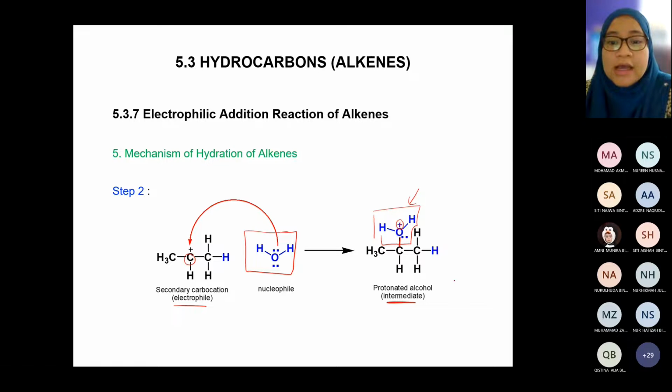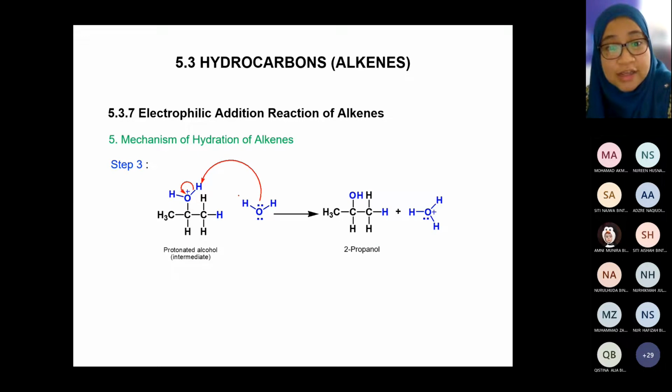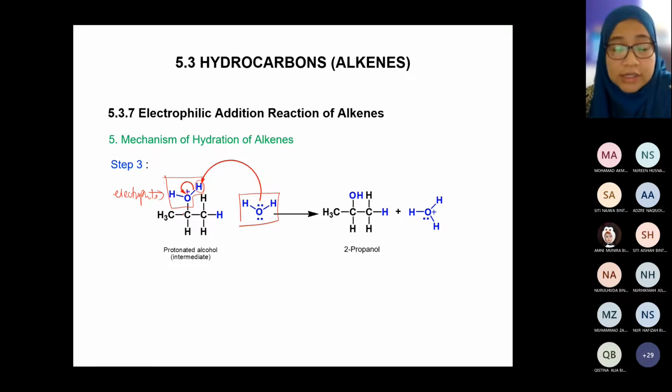Again, it is an intermediate. In order to finally form the final product, it has to go through this process first. Later it will remove one of the hydrogens and become OH. So this is the intermediate. Then later on, another H2O will attack the hydrogen. So this part is positive, right? Since this part is positive, it is actually an electrophile. This area is an electrophile. So it is prone to nucleophile attack.